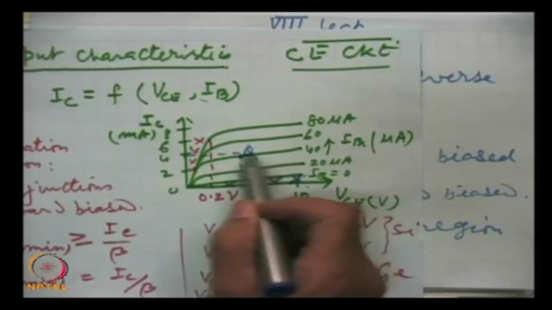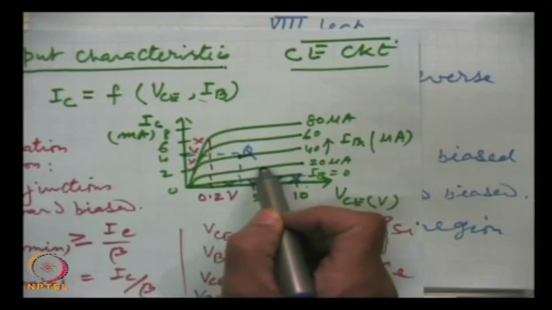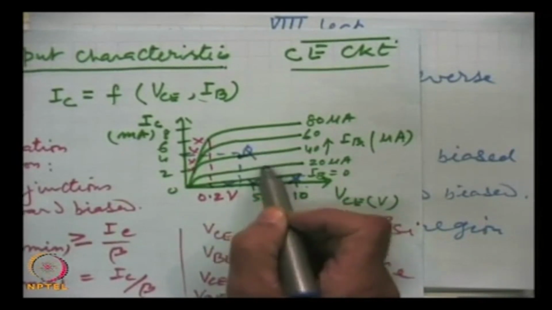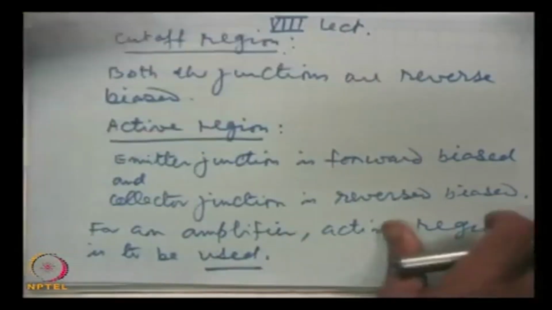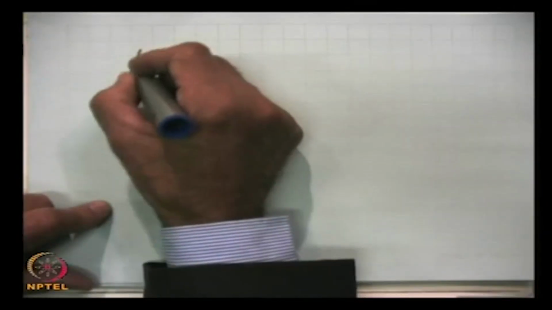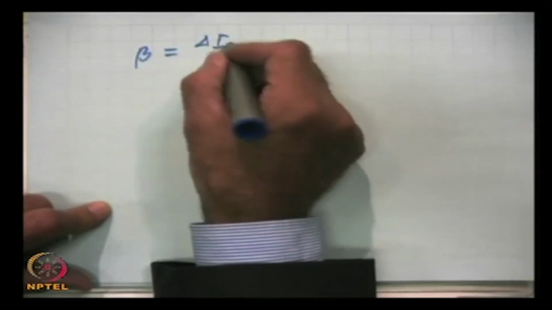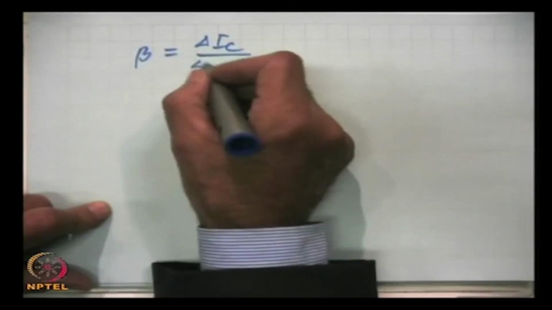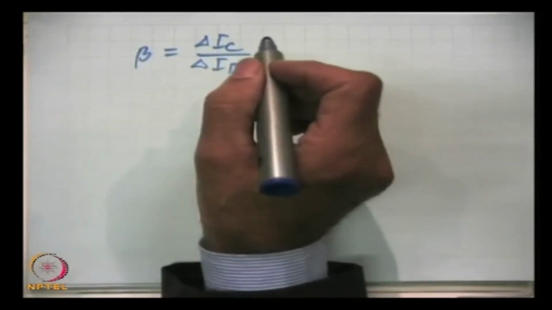We take any input current, and we change the input current by this much amount. How much does the collector current change? Then we can find from these output characteristics that beta will be equal to the change brought in the collector current by the change in the base current. This we can find out.